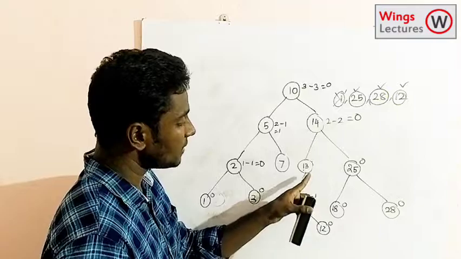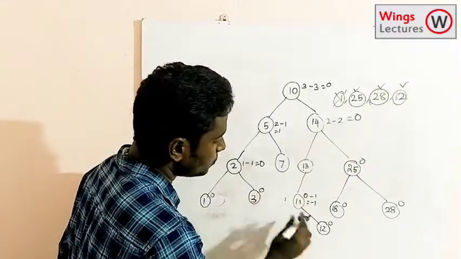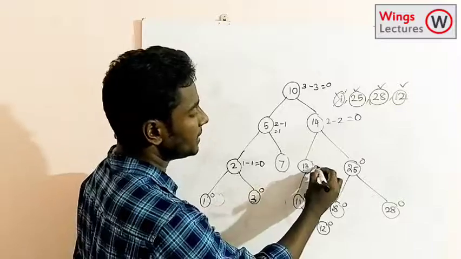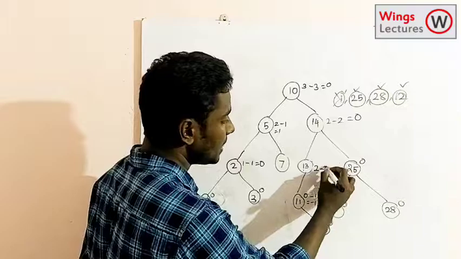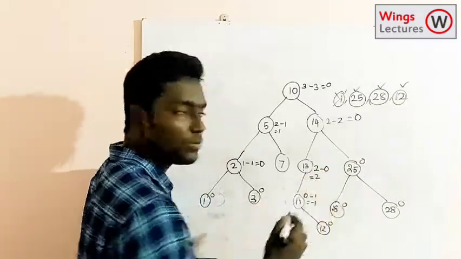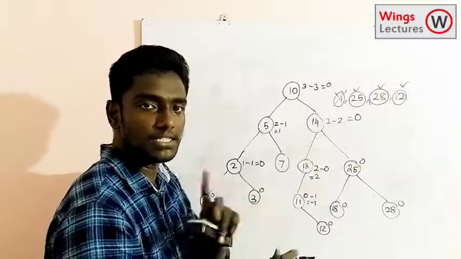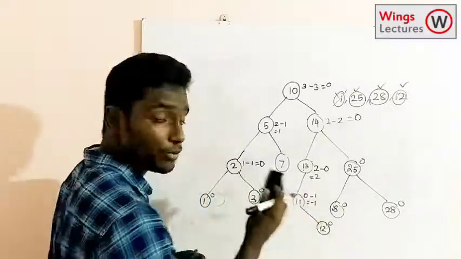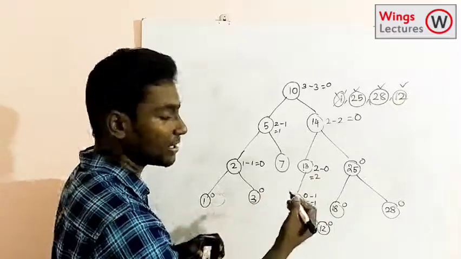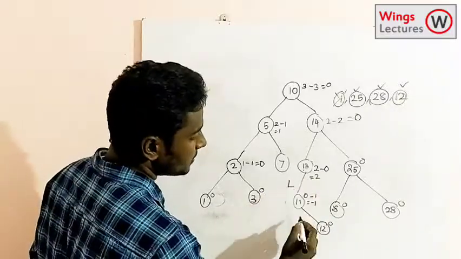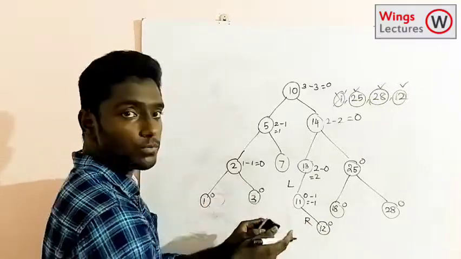Balance factor of 11 is 0 minus 1, so it will be minus 1. And what about the balance factor of 13? The left subtree height is 2, and there is no right subtree, so the value will be 2. Now it demands the rotation, right? Because the balance factor is 2. So I am going for rotation. Check which rotation type it comes under. It goes first left and then right, LR rotation.